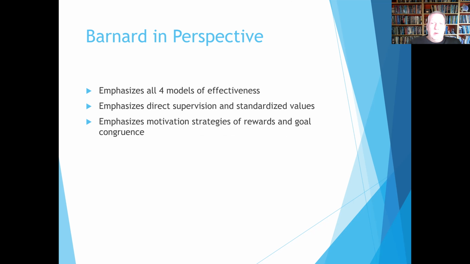So in perspective, when you look at Chester Barnard and natural systems theory, Barnard and natural systems theory emphasize all four of our models of organizational effectiveness. You can see some human relations there in terms of knowing your employees and communicating with your employees. There is certainly some internal process model there because you're looking for a balance in contributions and rewards on a daily basis in the processes being done by the organization and members of the organization.